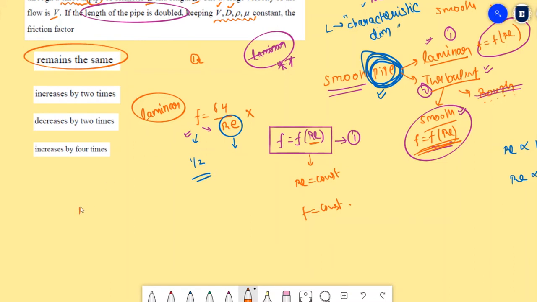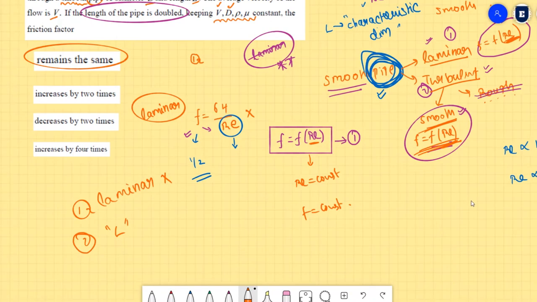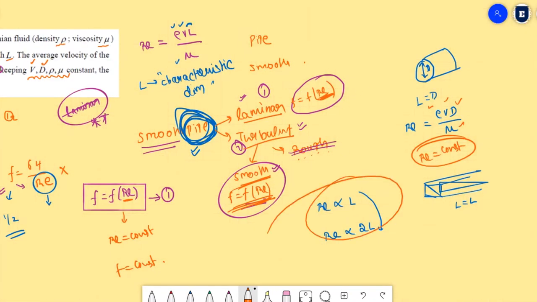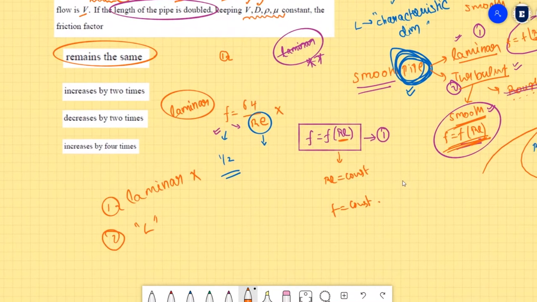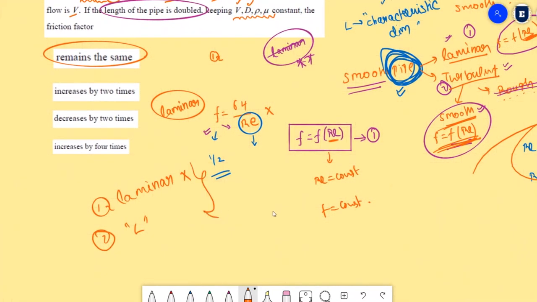In this question, there are two possible mistakes. First mistake is you would have directly assumed that it is laminar flow, but that is wrong. It may be laminar or it may be turbulent. Ultimately friction factor depends only on Reynolds number, because laminar also depends only on Reynolds number, and turbulent also, if it is a smooth pipe, depends only on the Reynolds number. No issues. Second mistake, you would have taken L instead of diameter as the characteristic dimension. If you had, then you would have got that Reynolds number will become double. That is also wrong. So these are the two possible mistakes. So the correct answer here was option A.